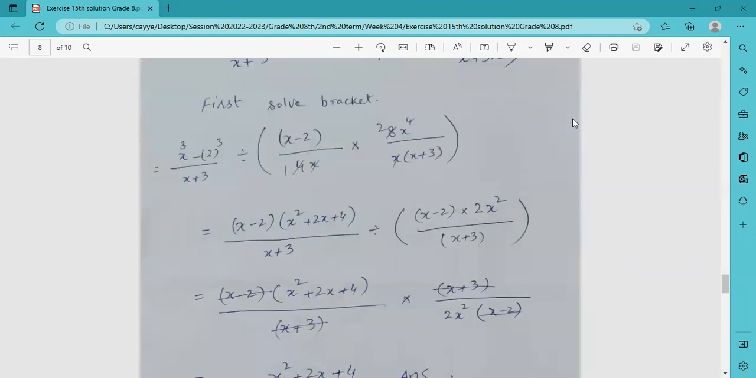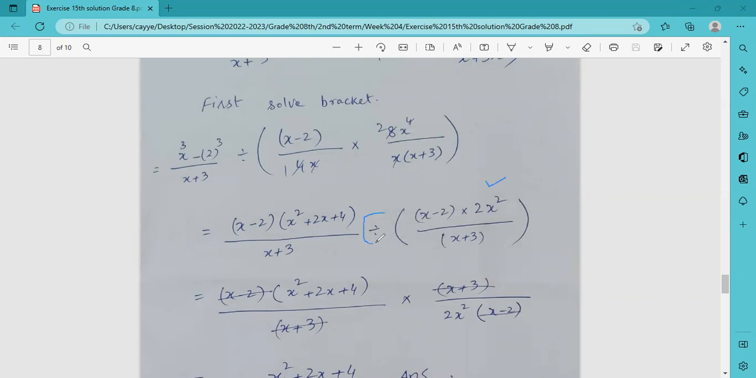Then afterwards, you will see what is left over. What is left? 2x square into x minus 2. This is 2x square. Yes. x minus 2, x plus 3.